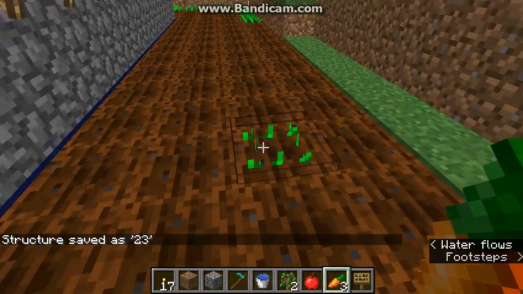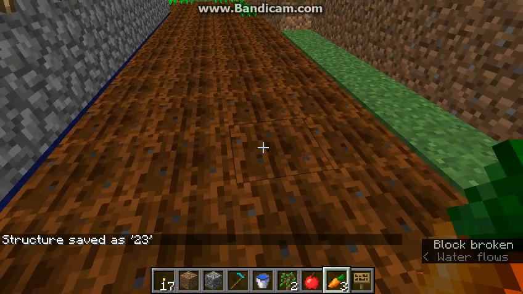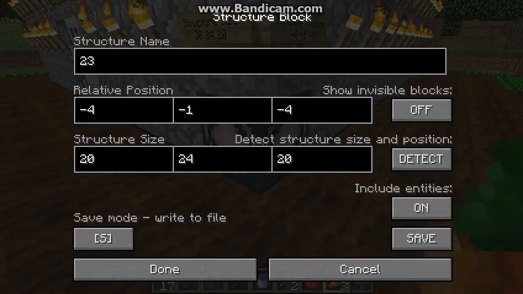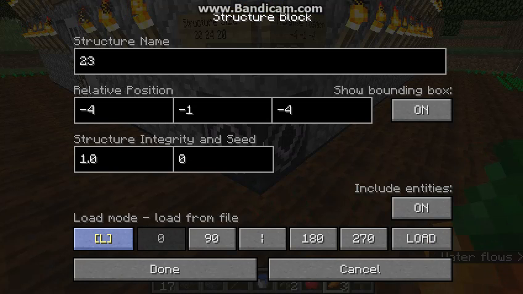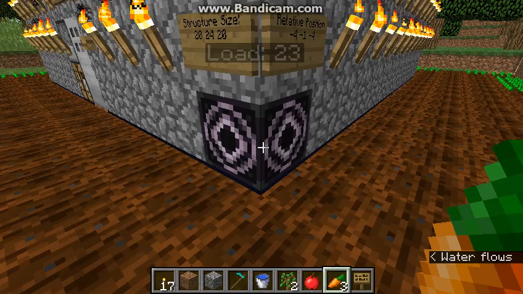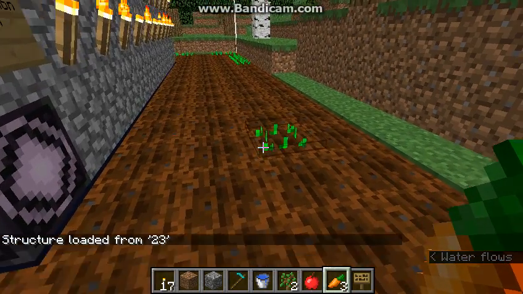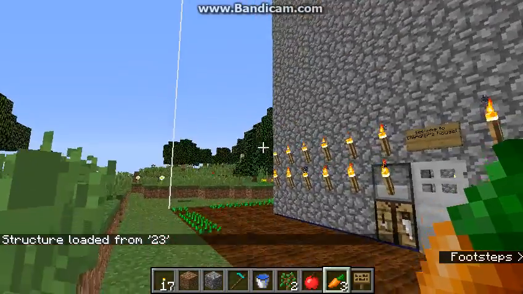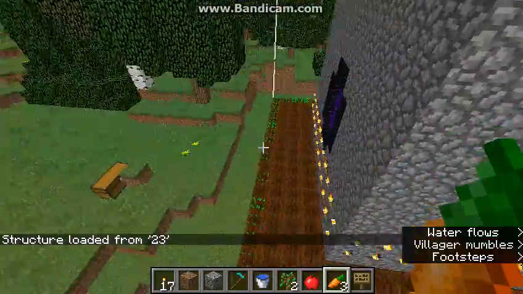Now watch this. If I uproot the carrots, and they didn't go to my inventory because it's creative mode, but then I go to load mode, and as long as the relative position is the same, and I load it, notice the carrot is back. See, the carrot that I planted is back. That's because the entire structure can be saved and loaded.